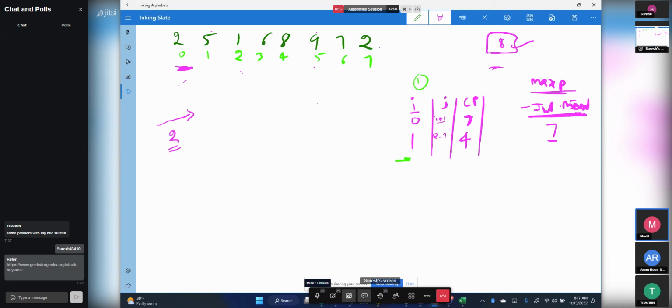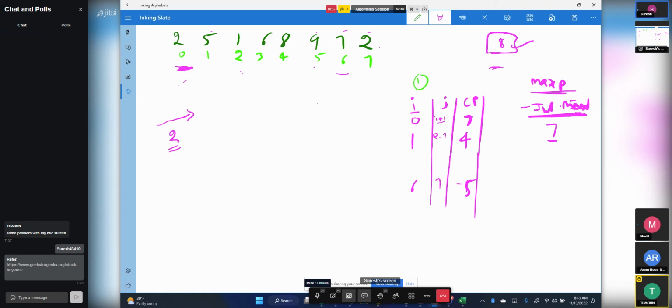Correct. We continue this process, and I think we need to go only until the 6th index. If i is 6, j will go from 7 to 7, and you get 2 minus 7, which is minus 5. You don't even consider that, because the profit is minus 5.